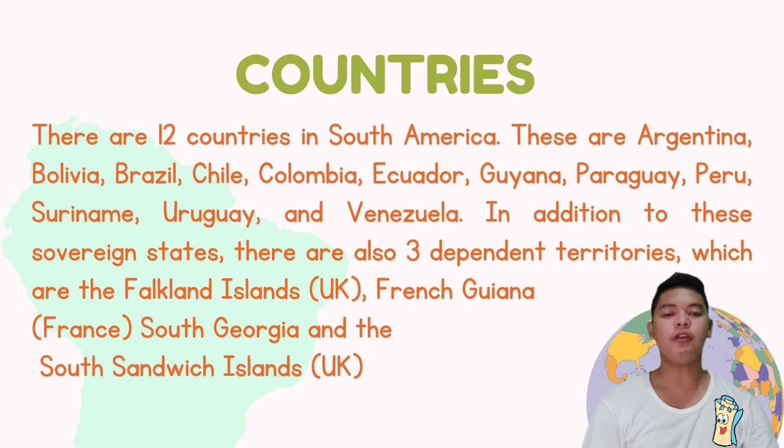The continent generally includes 12 sovereign states: Argentina, Bolivia, Brazil, Chile, Colombia, Ecuador, Guyana, Paraguay, Peru, Suriname, Uruguay, and Venezuela, with 2 independent territories, the Falkland Islands and South Georgia and the South Sandwich Islands, and 1 internal territory, which is French Guiana. Let's thank the map for giving us the information.